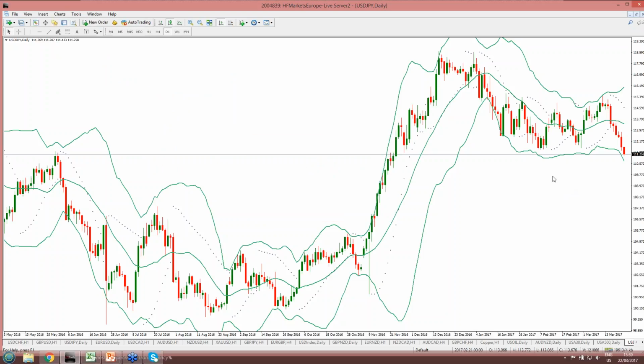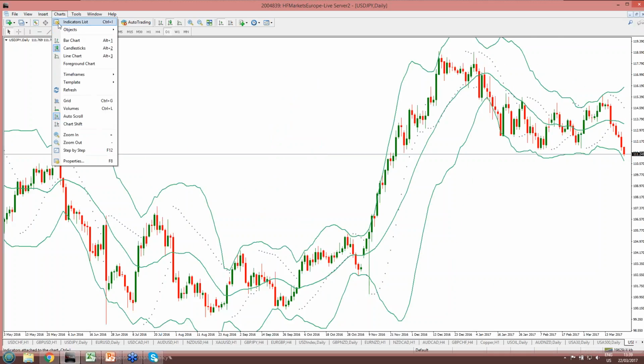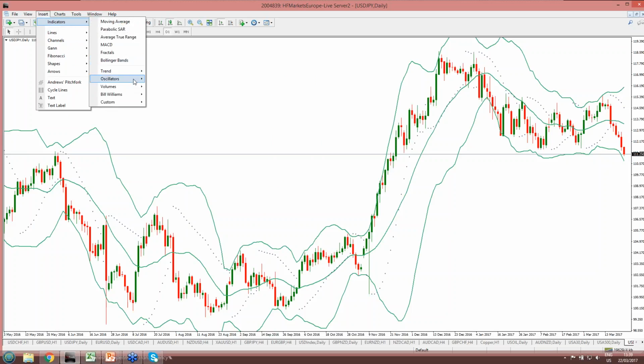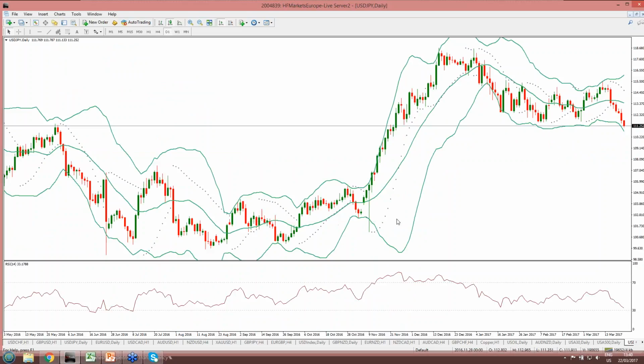Again, that hasn't come out very well, I'll take that off. But you should really use them with some other oscillators like the MACD or like the RSI. Again, you see how they tie up. Let's insert the RSI. Where's the RSI gone? Strength there. 14 is the default on the standard way.